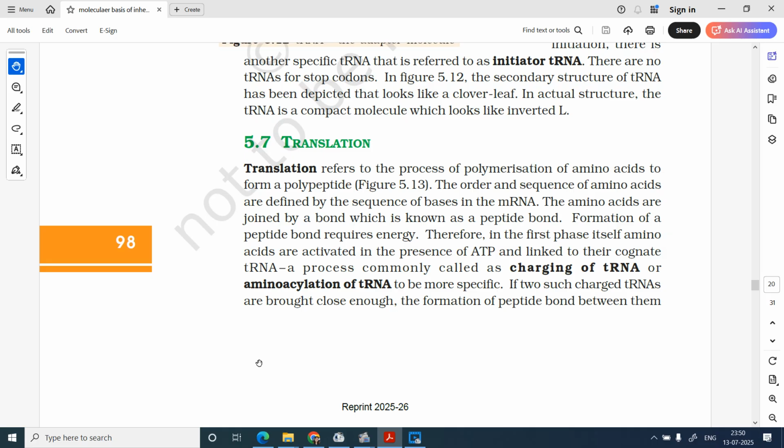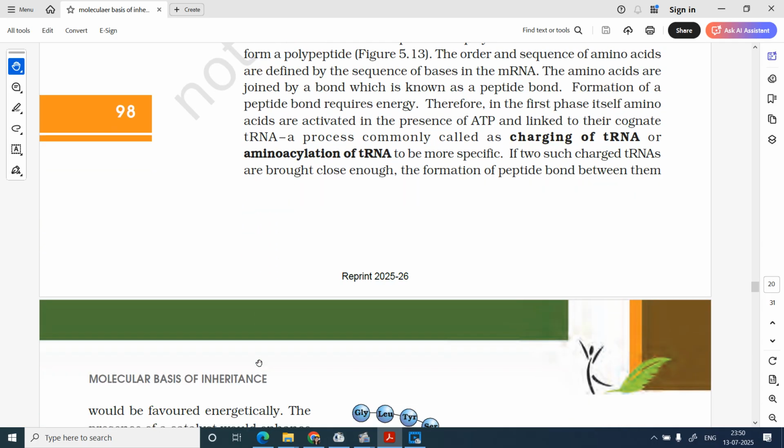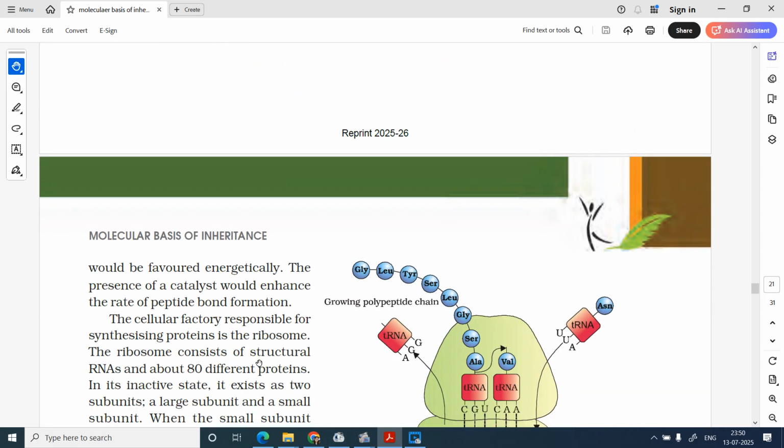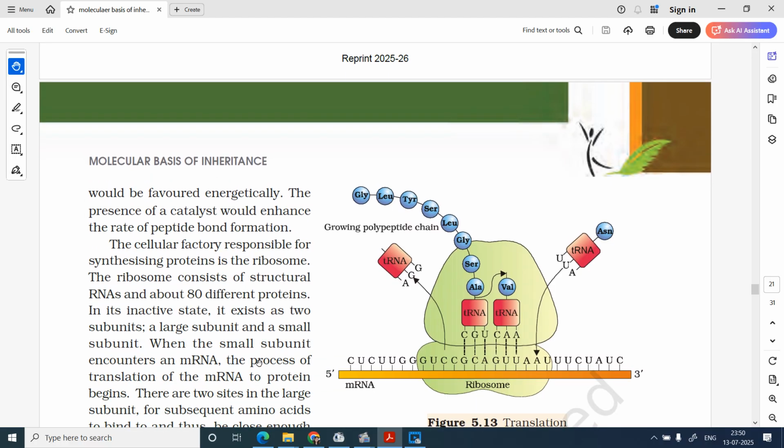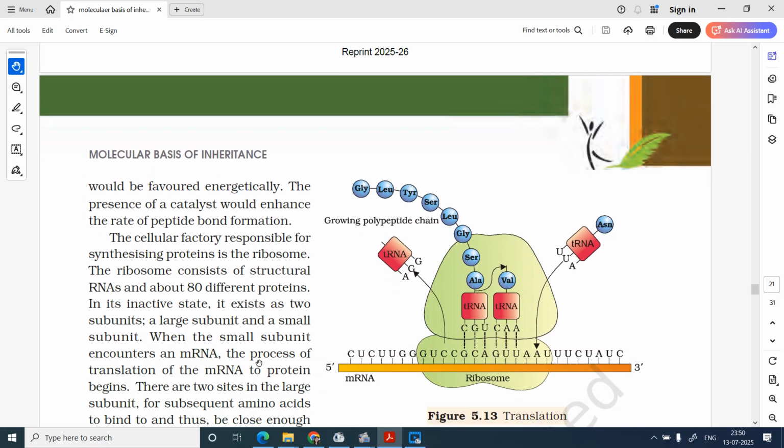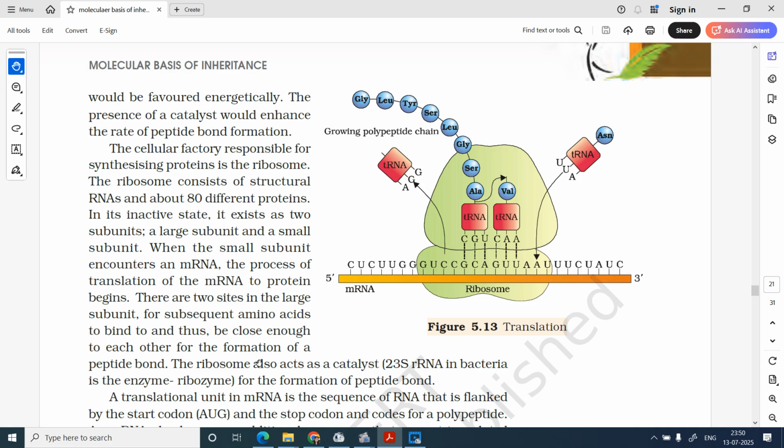If two such charged tRNAs are brought close enough, the formation of a peptide bond between them would be favored energetically. The presence of a catalyst would enhance the rate of peptide bond formation. The cellular factory responsible for synthesizing protein is the ribosome. The ribosome consists of structural RNA and about 80 different proteins. In its inactive state, it exists as two subunits, a large subunit and a small subunit. When the small subunit encounters an mRNA, the process of translation of the mRNA to protein begins.